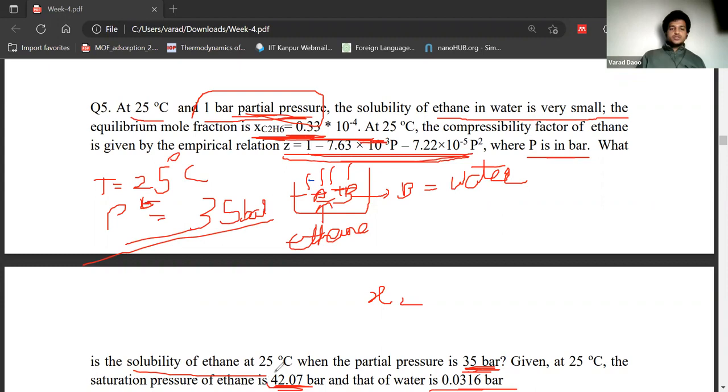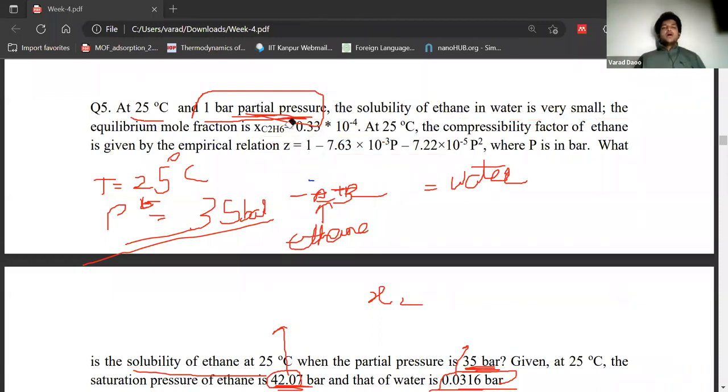And we are also given the saturation pressure of water as well as of ethane. So just by looking at these two saturation pressures, we can say that there is a huge difference in this. Hence, one of the components is going to be present in dilute amount. So with this hint, I would like you to try this question.